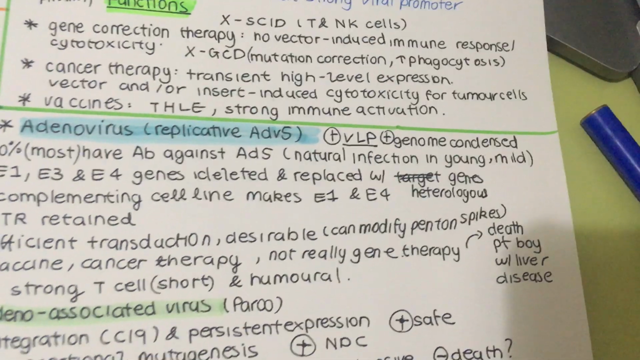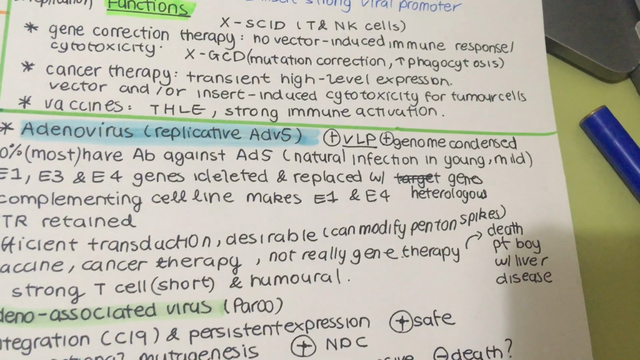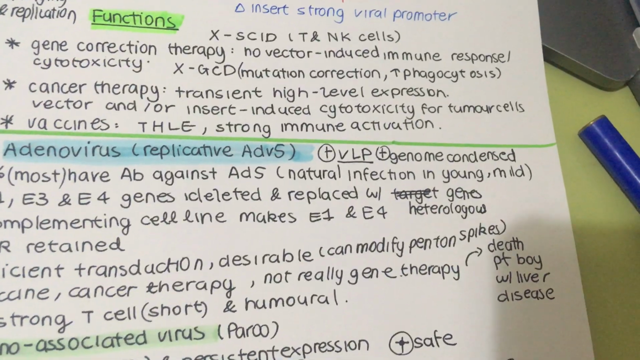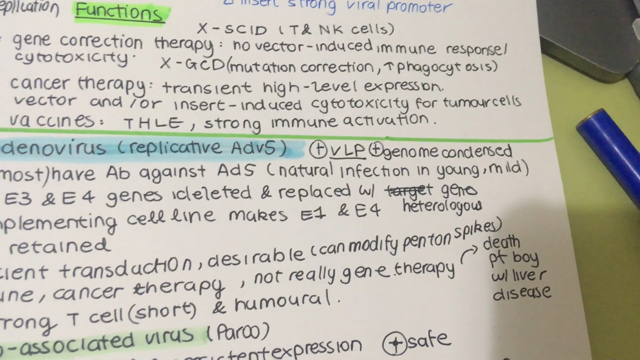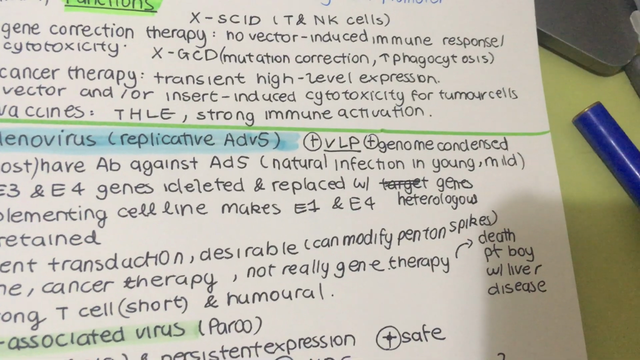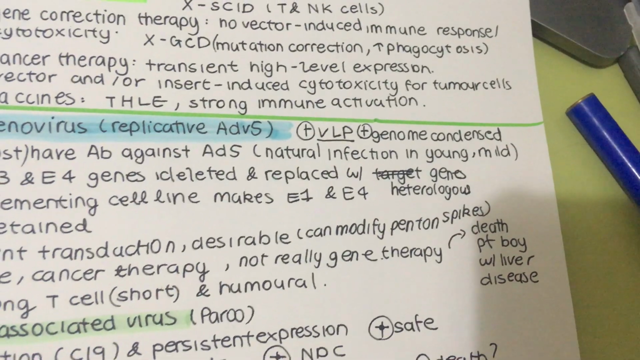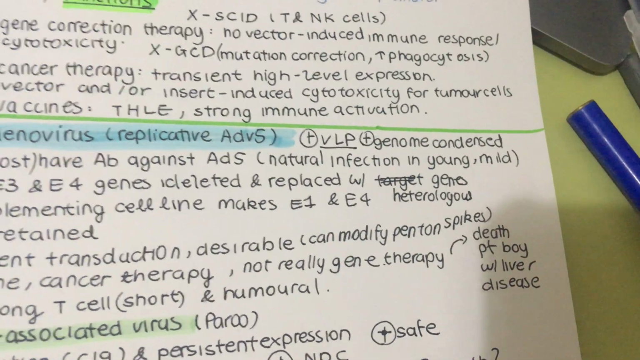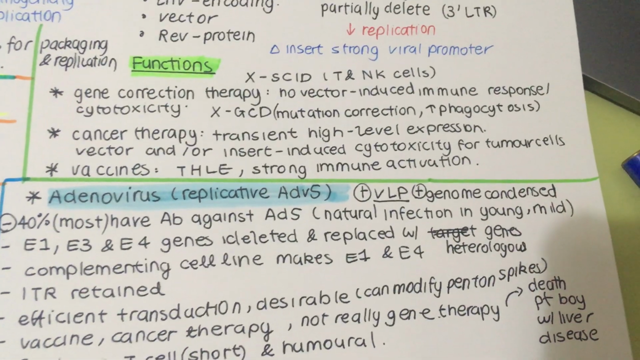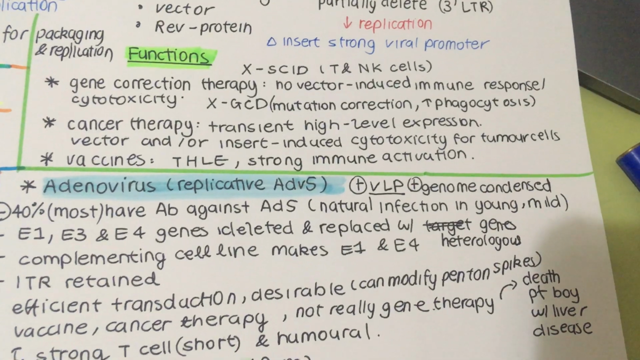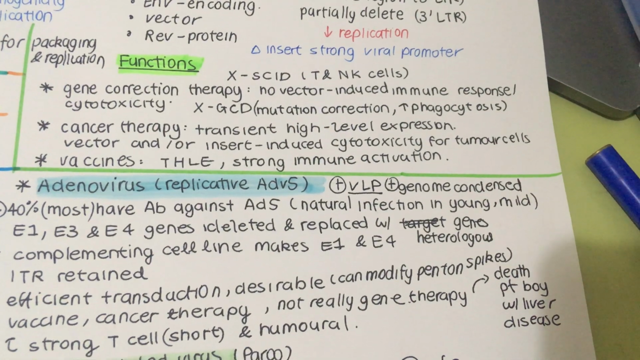But then the disadvantage is also its high immunogenicity. So it can't be used for gene therapy because that might kill people. And also the fact that over 40% of us have been infected with AdV5 in the past. So we might already have a human response against it, so it might not elicit the desired features.